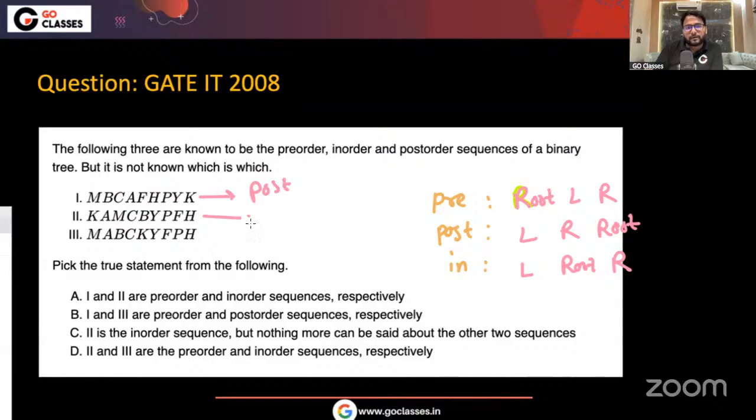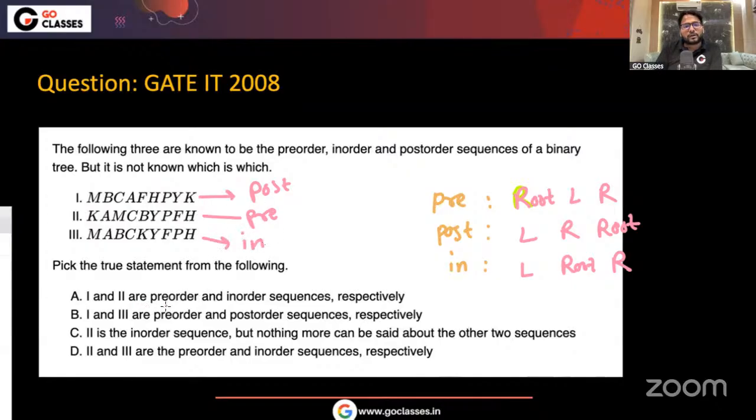and this is pre, and K is the root, and no other letter is having the same property, which means ending and starting. So is there any other letter which is having ending of some sequence and starting of some sequence? No, right? So basically you can say that this is post, this is pre, remaining is in, right?